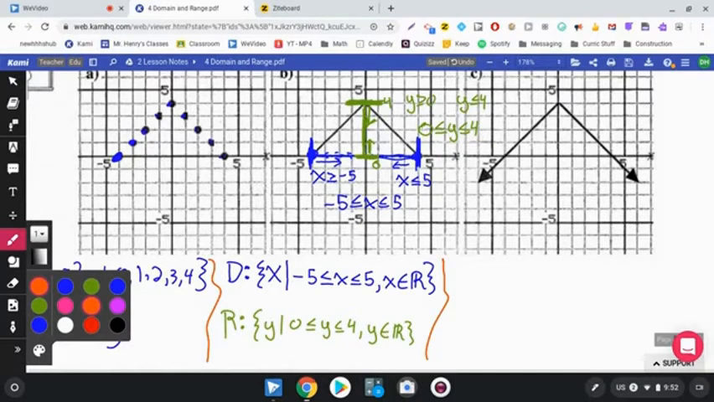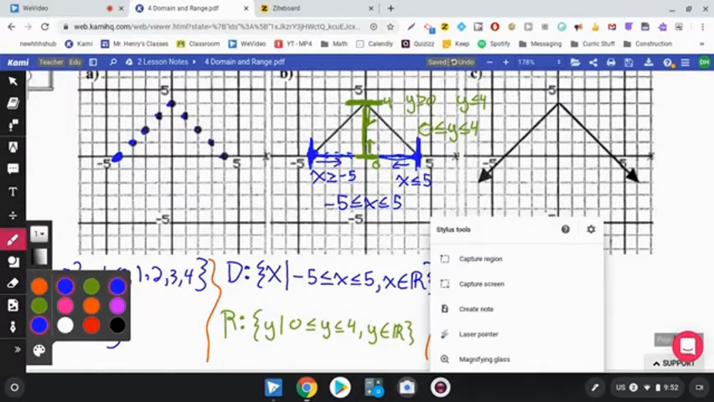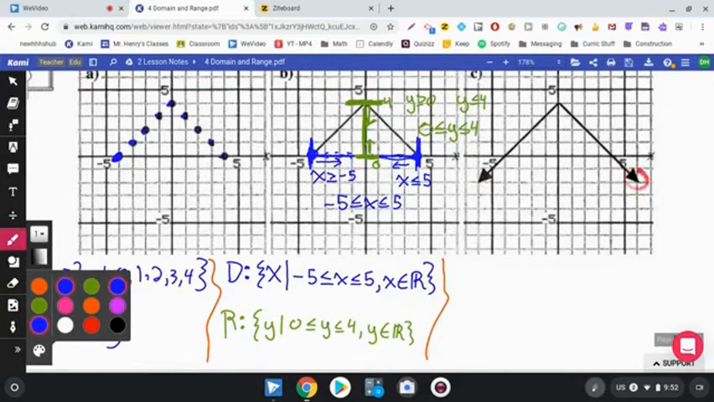Number C. This one's a little different, and it's actually easier. So the first thing I notice is these arrows, where these lines are going to go on and on forever. So in terms of my domain, I'm thinking, along the x-axis, when does this stop? When do I stop having an x value? Well, the thing is, an arrow means that's going to continue and continue and continue in both directions.